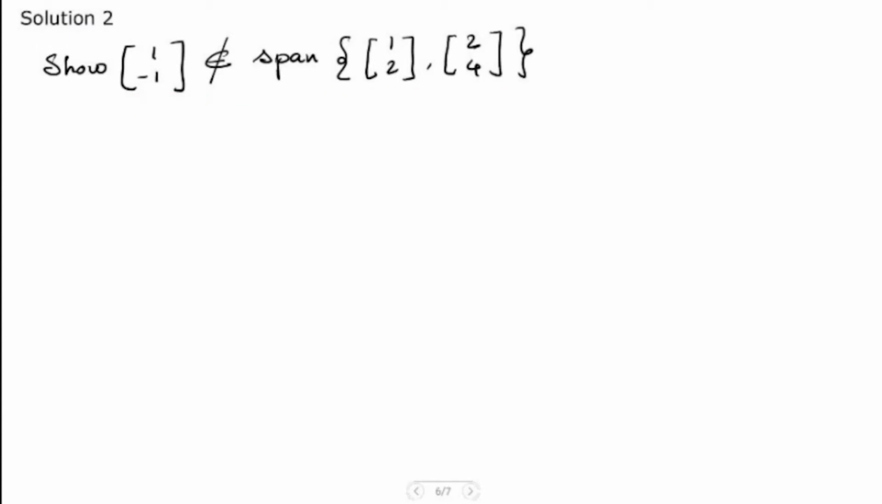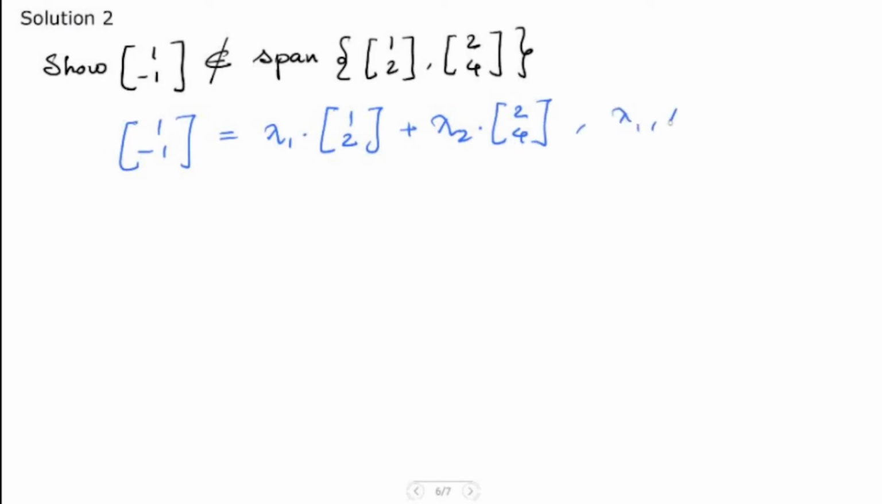Now, to do this, what we could do is consider that this statement is true. Basically not true, but we could say that this is an element. Let's consider that (1, -1) is an element of this span of the vectors. In that case, we would say that (1, -1) is equal to some lambda 1 times the vector (1, 2) plus some lambda 2 times the vector (2, 4), where lambda 1 and lambda 2 are elements of the real numbers.